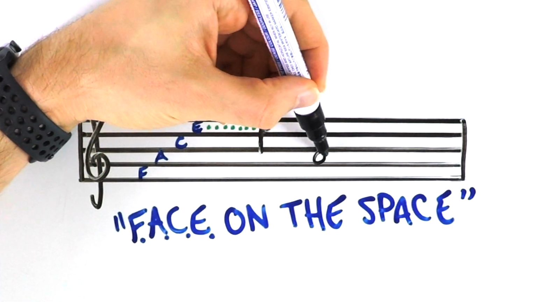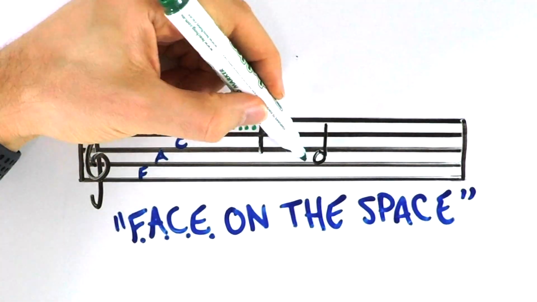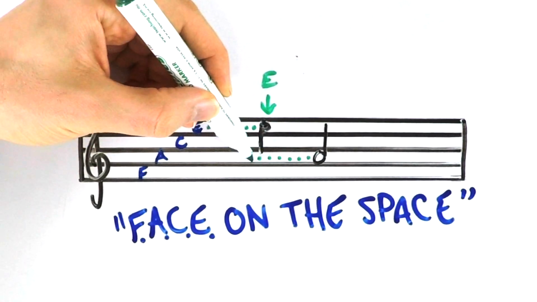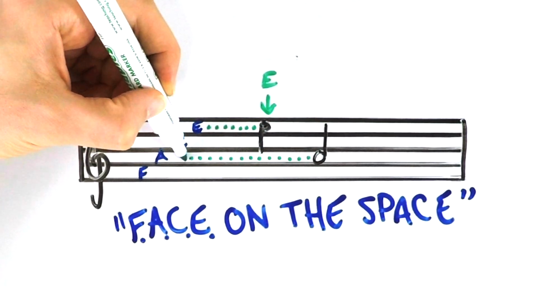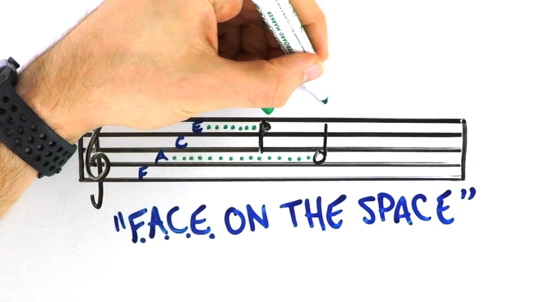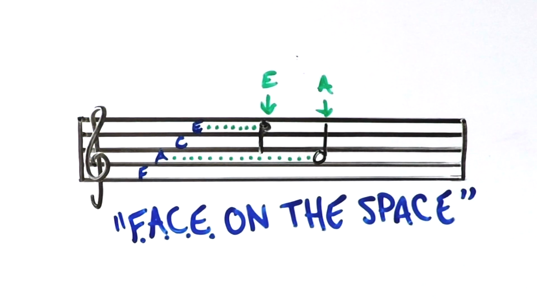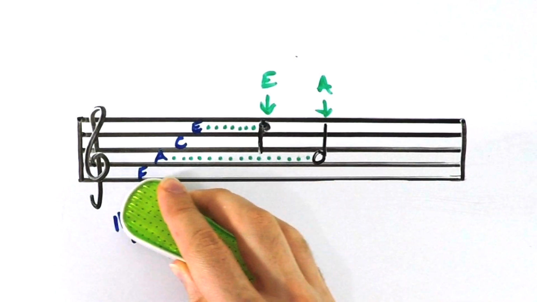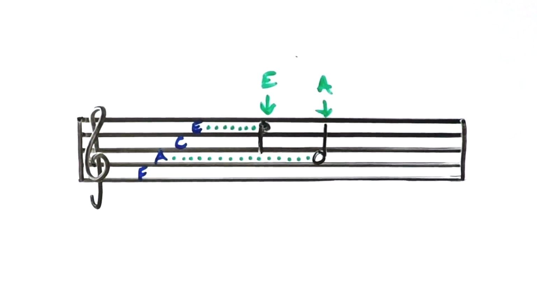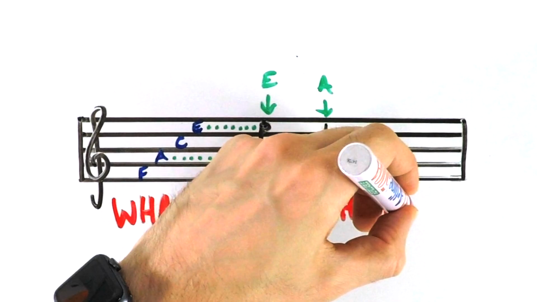Okay, let's try another note. So here we have a note that is on our second space, and if we look along the second space over to our letters that spell out FACE, we can see that this note is an A, because it's resting on the space that's labeled as an A. Not too complicated, right?